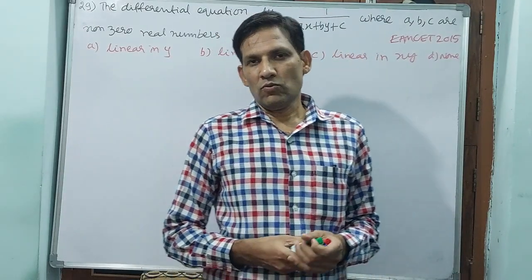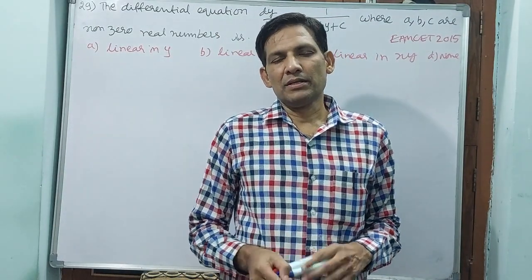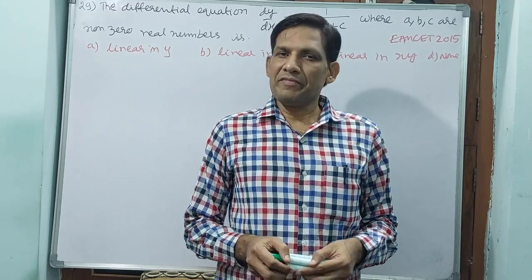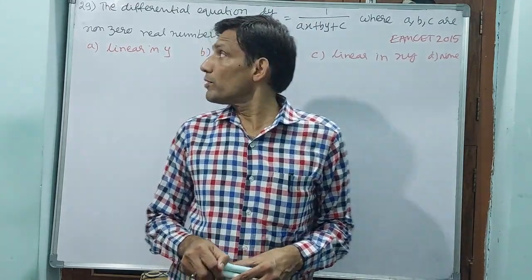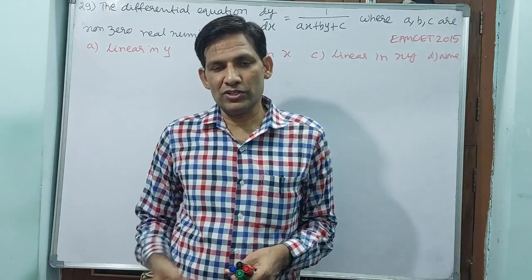Dear students, we are in Eamcet mathematics and we are reading the chapter differential equations. I think this is the 8th class. Okay, 8 4s are 32. Why? Because 29 to 32 we are going to finish in this class.